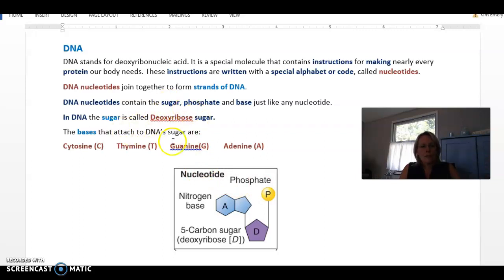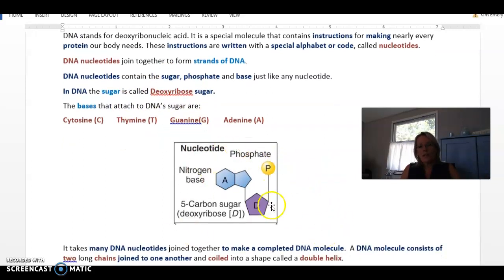All right, so in DNA, this 5-carbon sugar is called deoxyribose. And the base that you see attached to that is the base adenine. That's shown to you right here, adenine. There are 3 other bases that could be attached to a nucleotide in DNA. It could be cytosine, thymine, or guanine. So those are the 4 bases that you find attached to nucleotides in DNA.